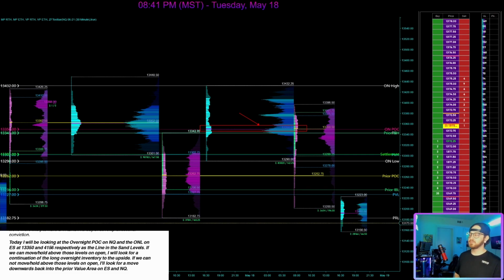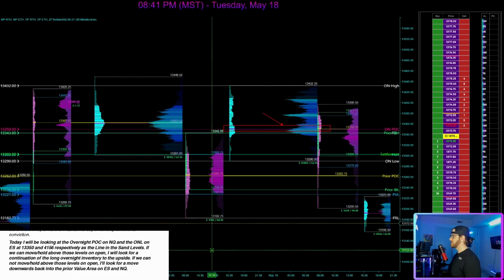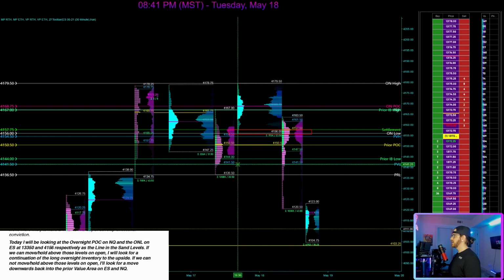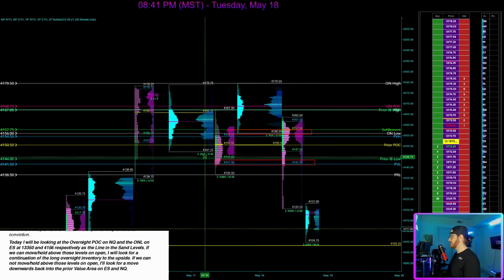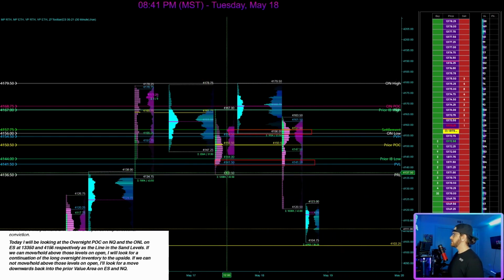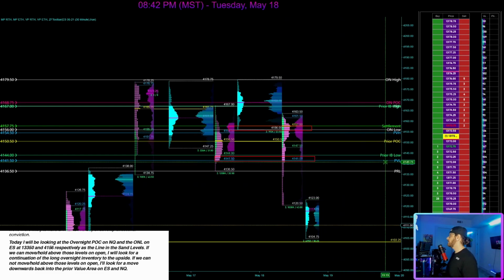And if we could not move and hold above that level, I was going to look for a move downwards back into the prior value area, both on ES and NQ. And that is indeed what we got. So we actually got a little bit lower than value area low from yesterday on NQ. And flipping to ES, you can see we got significantly lower than value area low on ES. And cool enough, same exact value area lows from yesterday's session and today's session to the tick. So that is going to be a very, very important level to move above and see what kind of reaction we get there.